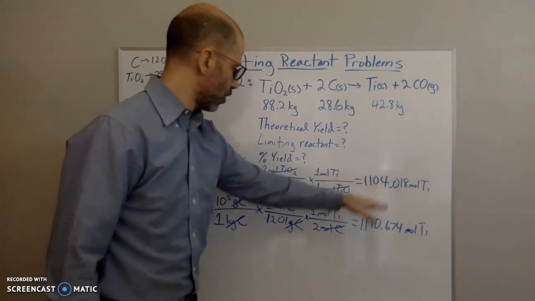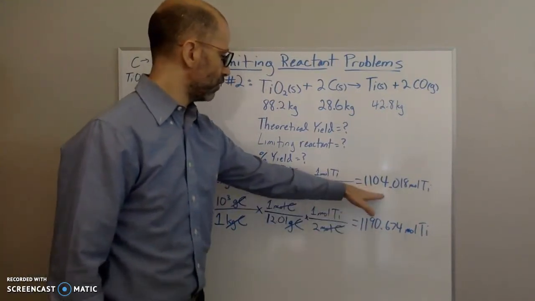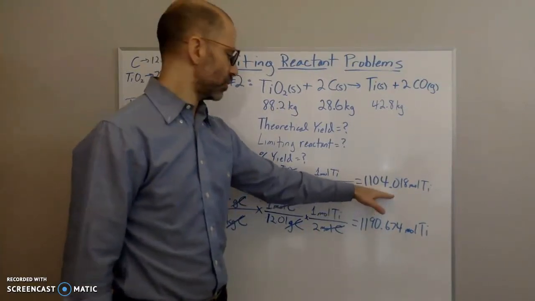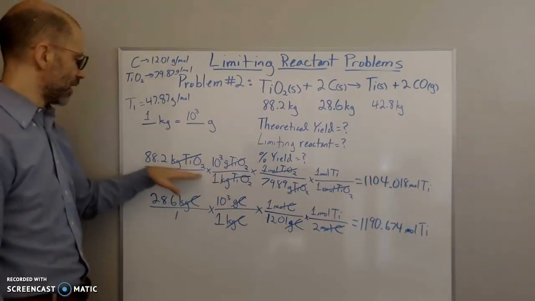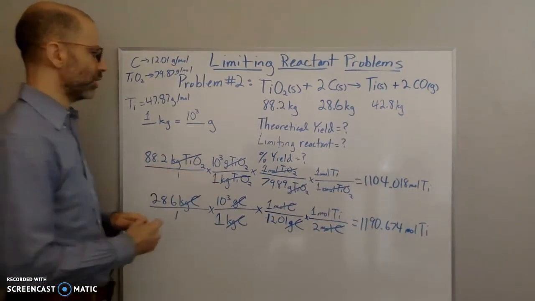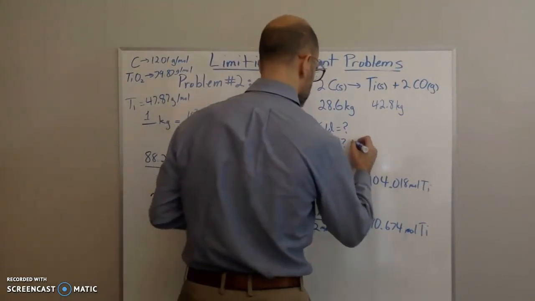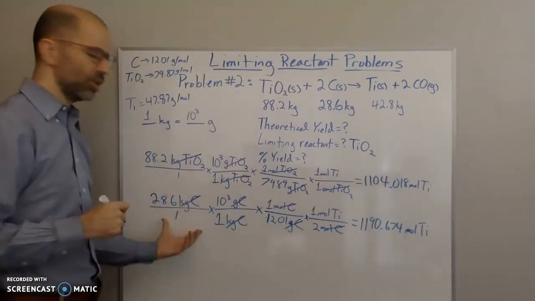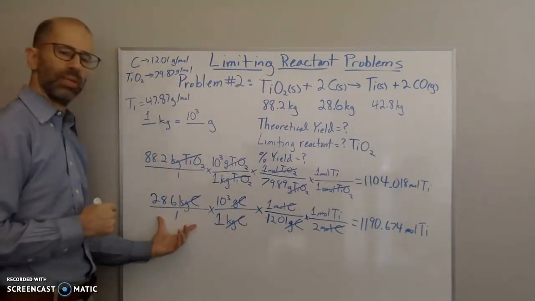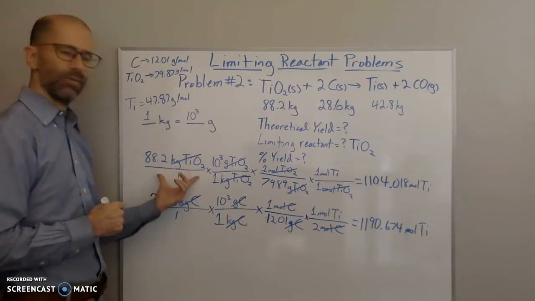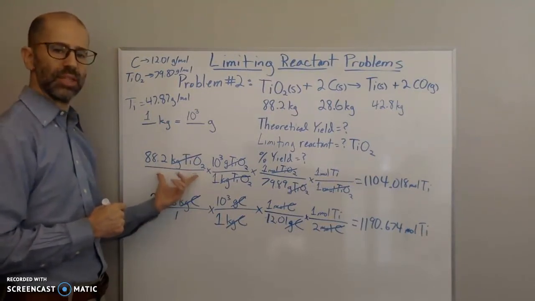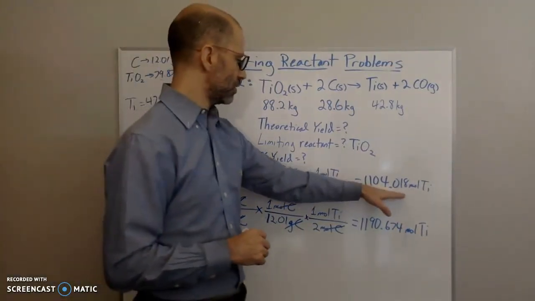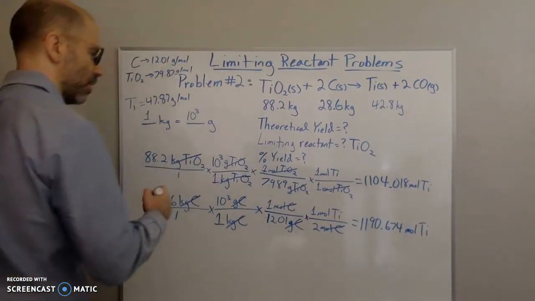So I have 1104 and I have 1190. 1104 is the lesser amount. So that's going to give me my theoretical yield, and that tells me that the titanium 4 oxide is the limiting reagent. So that limiting reagent is TiO2, and that means that the other one will be in excess. So carbon will be in excess, and then my titanium 4 oxide is going to be the limiting. It's going to be 0, so it's going to run out first. Okay, so now since I know that this is the lesser amount, I can continue with that one.